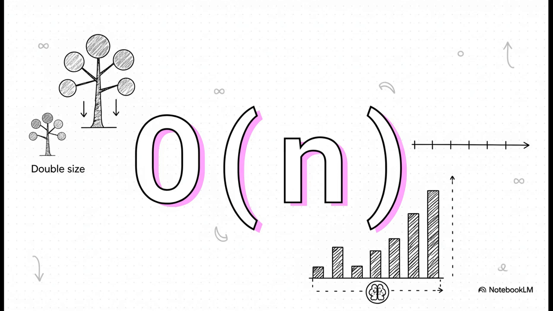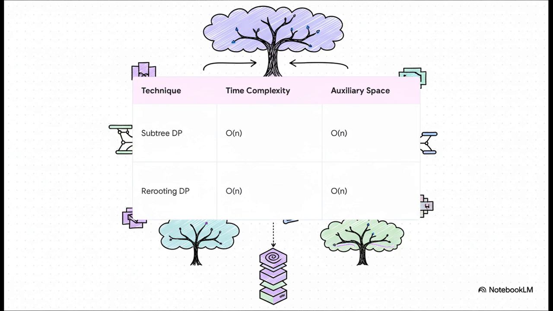It's incredibly scalable. As you can see here, both of our big patterns, subtree DP and rerouting, hit that O(n) time complexity sweet spot. The space needed to store our answers is also linear. The one little detail to keep in mind, though, is the recursion call stack. It can get as deep as the height of the tree. So if you get a really long skewed tree, that stack depth could also technically be O(n).